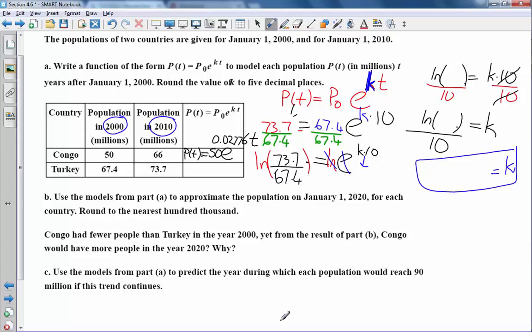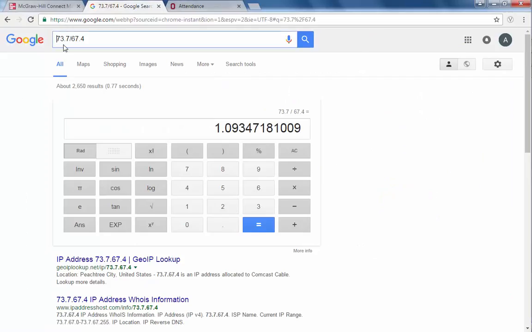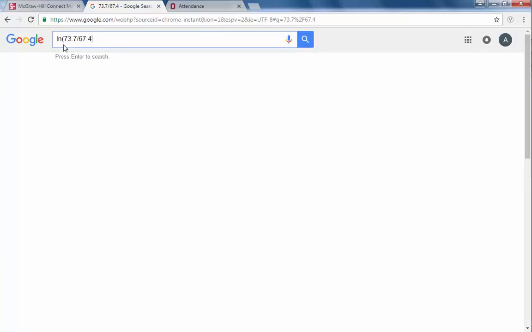Okay. There we go, 673.7 over 67.4, 73.7, 67.4. All that is different is this thing, these two numbers, that's it. And let's get K. ln of this divided by 10.